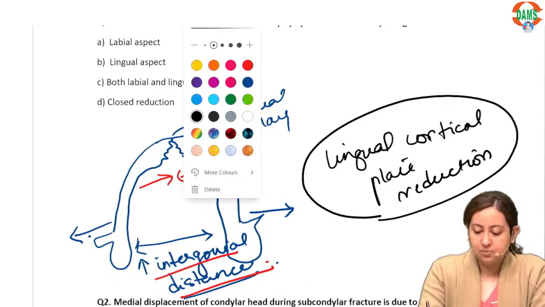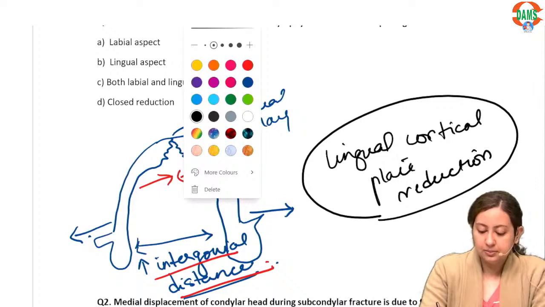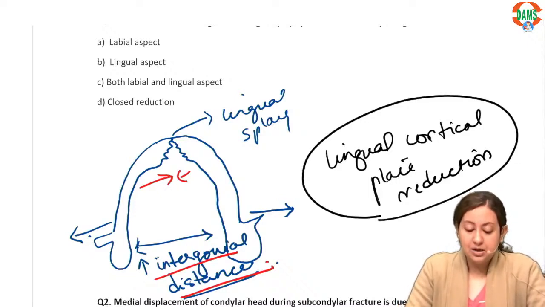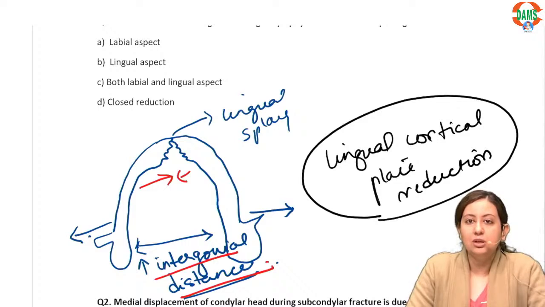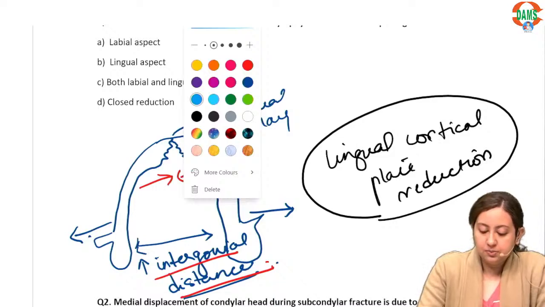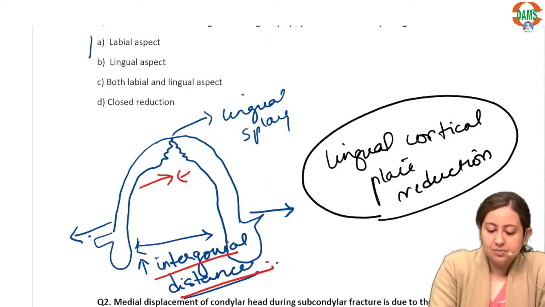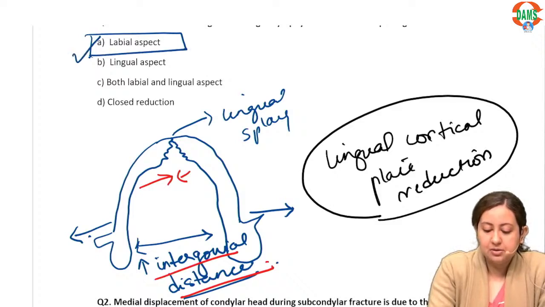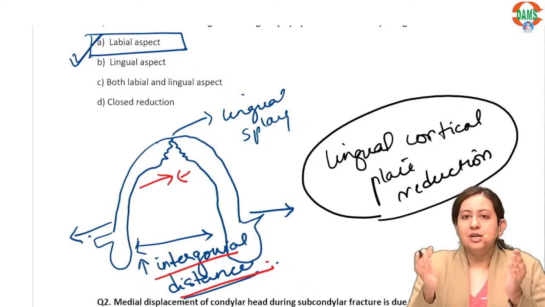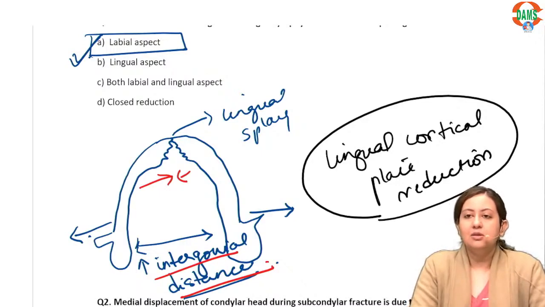Now we will see our options. Let's come to our options. So the first option we have is labial aspect, lingual aspect, plating done on both labial and lingual aspect, and closed reduction. So as we all know, the correct answer is plating on the labial aspect. Please remember, do not confuse that if there is lingual cortical separation, we will do lingual plating. No, that is never done. We never do lingual cortical plating. We always do the plating on the labial aspect.